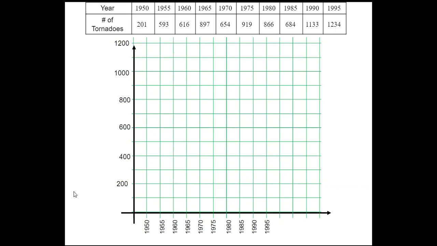Now we will start to represent the data. So in 1950, we have 201. In 1955, we have 593. In 1960, we have 660, and so on. We are going to plot the points.